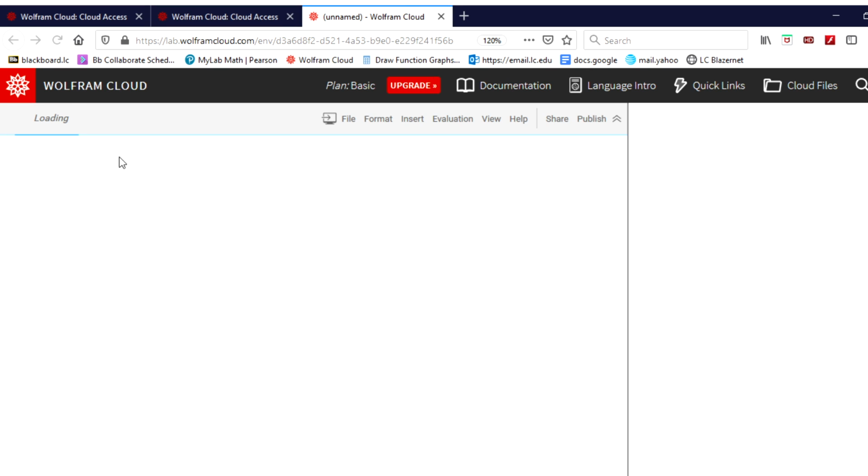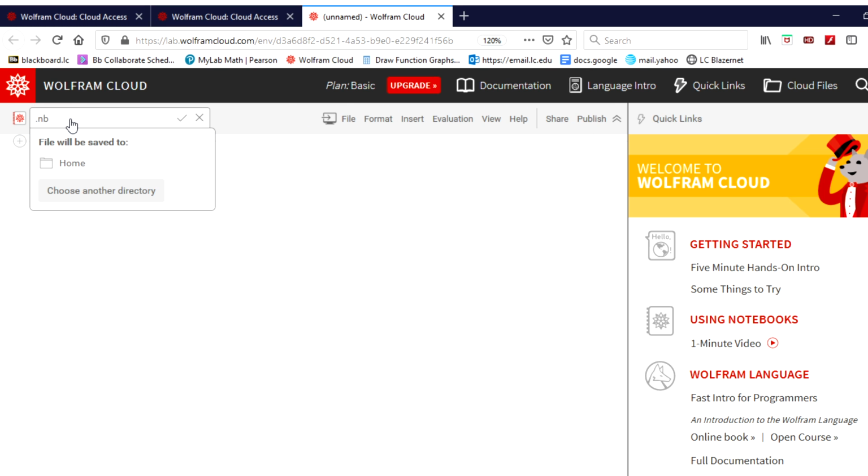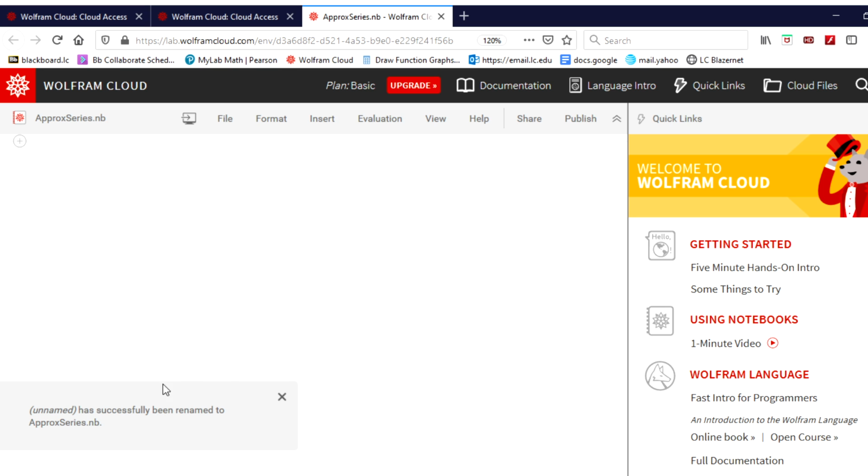notebook, right? Don't forget to give your notebook a title, because Mathematica will save it under a very random title if you don't give it a name, and you'll have a hard time finding it later on. So give it a good name to find it later, right? I'll go ahead and call this approximating series.